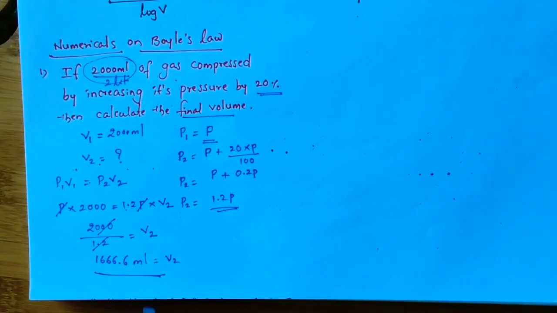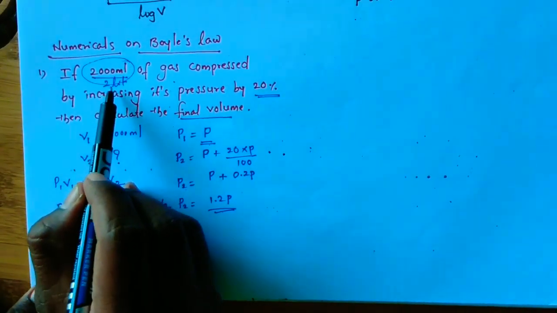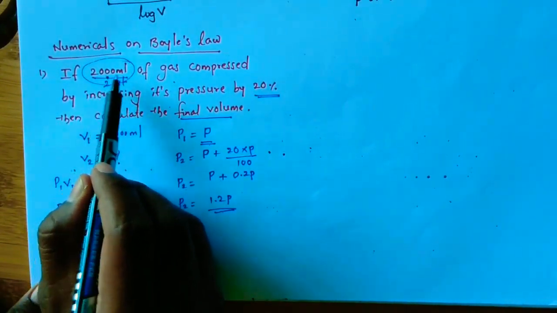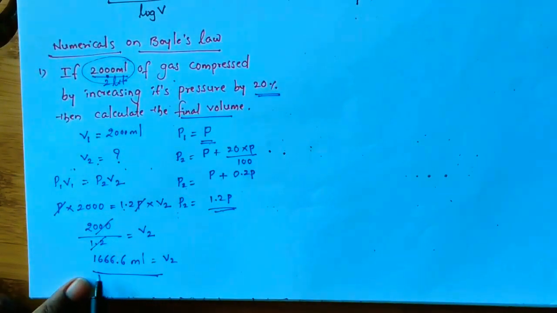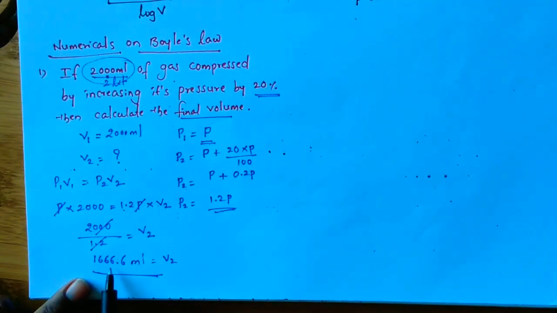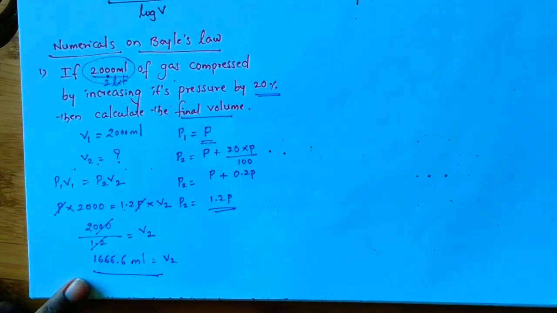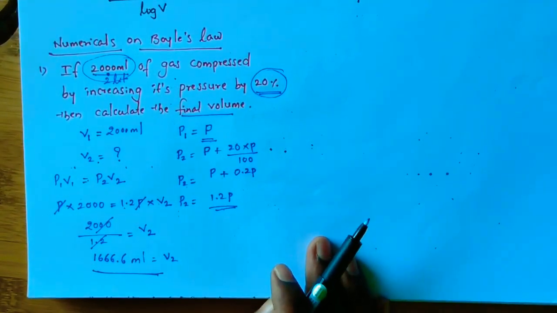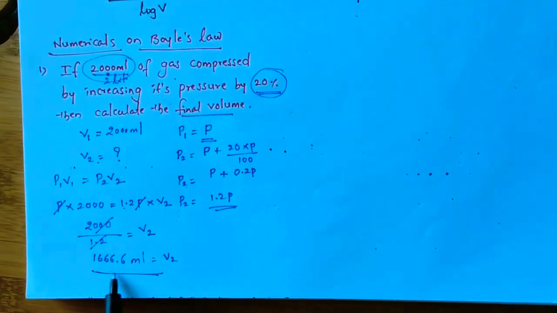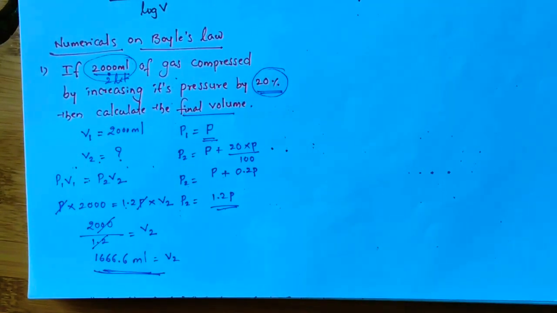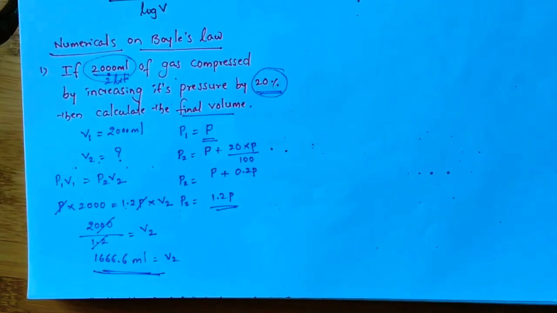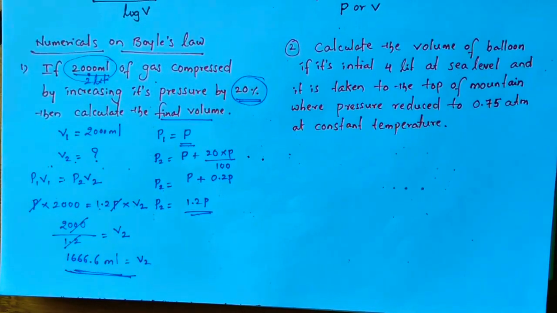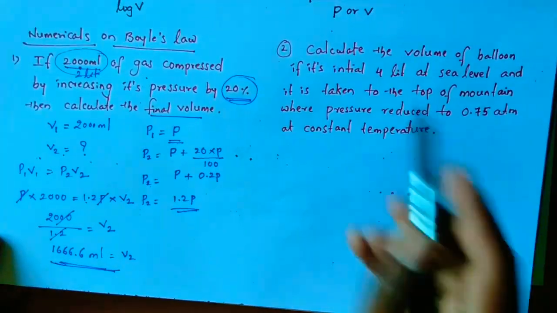So what did you notice here? The initial volume was 2000 ml, meaning 2 liters, but the final volume is 1666.6 ml only. What happens here? By increasing the pressure by 20%, some volume is reduced. Right. Let us do one more problem here. We have one more question, a very simple question.